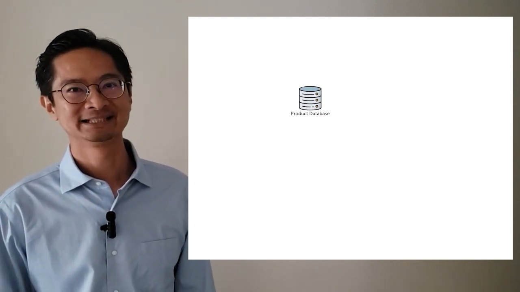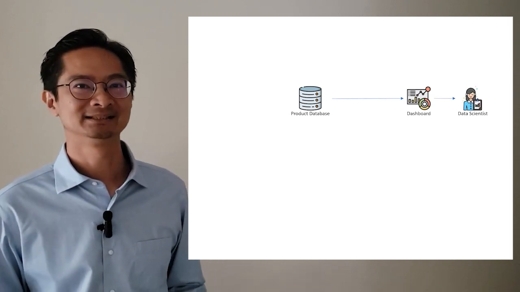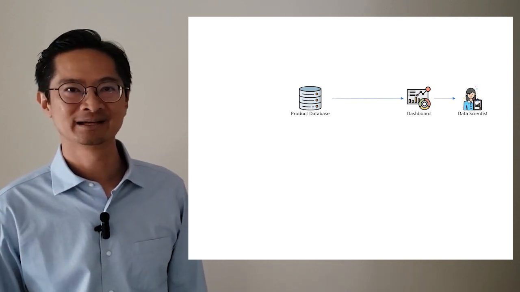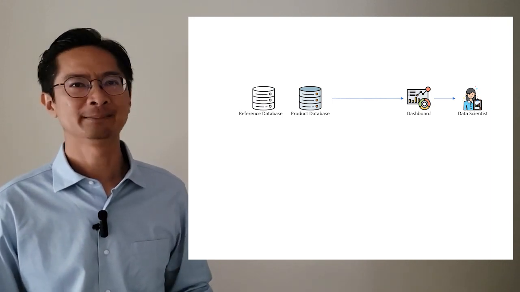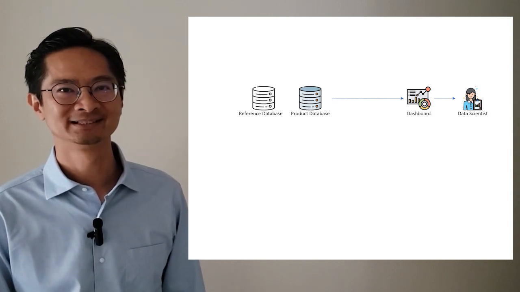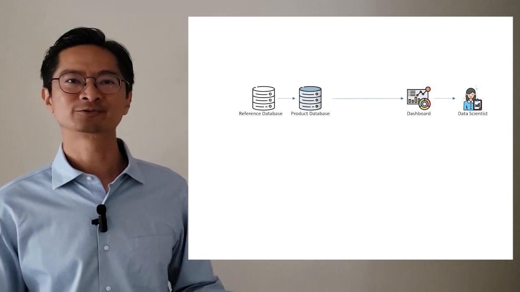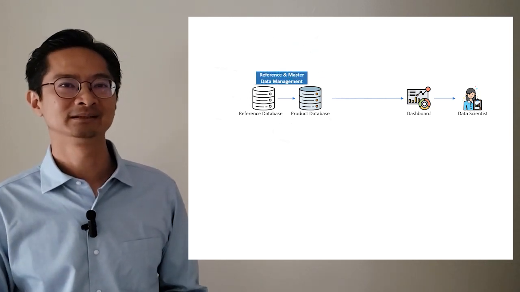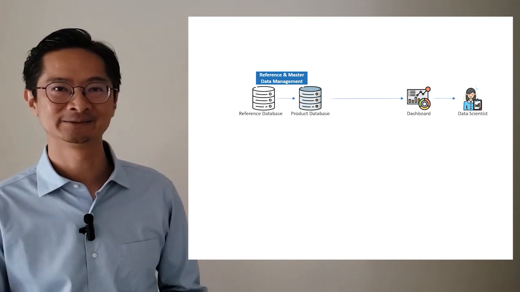Let's start with having our product database. It feeds data to a dashboard, which in turn feeds data to the data scientists. Our product has some static reference data. That would be some market identifiers such as stock code, currency code, etc. that gets into the product database. That is part of reference and master data management. What is reference data? What is considered master data?